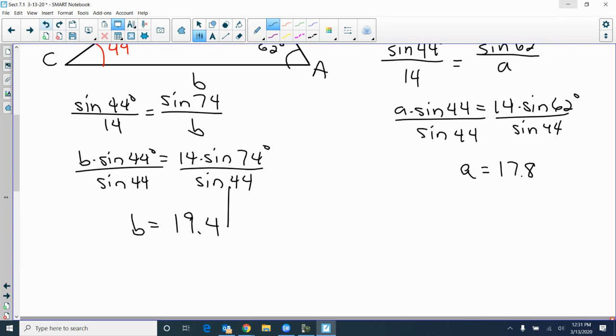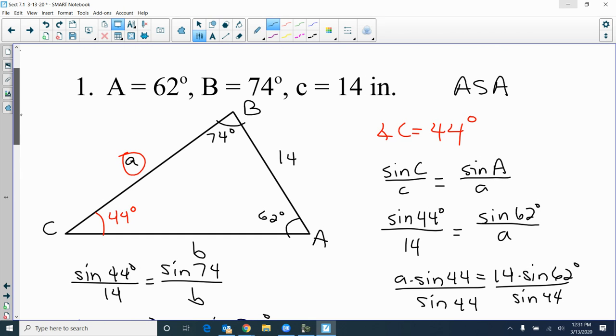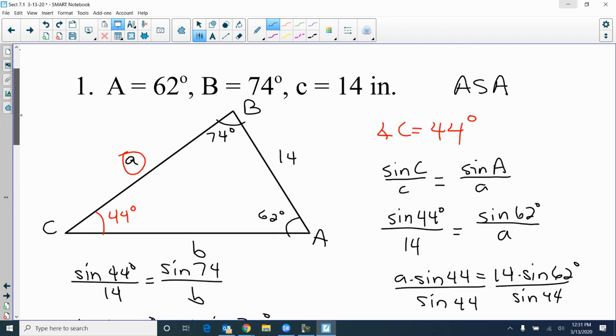Oops. I should be labeling this. Inches. The biggest angle needs to be across from the biggest side, so that kind of keeps us in line there. All right, that's number 1.